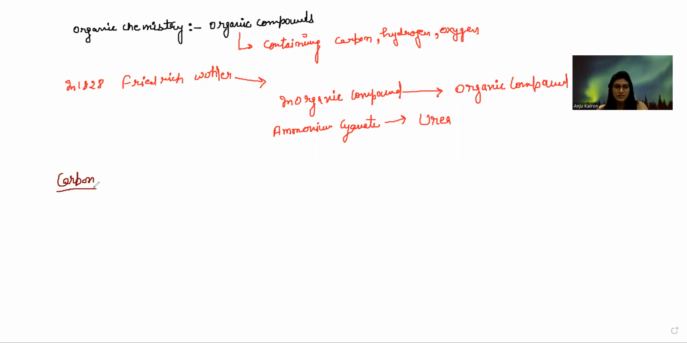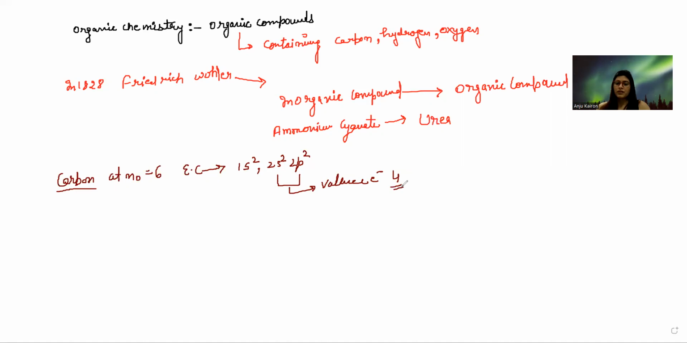So let's discuss some important things about carbon. Carbon has atomic number 6, and the electronic configuration of carbon is 1s2, 2s2, and 2p2. Now we see that the valence electrons of carbon are 4. So carbon has 4 valence electrons.